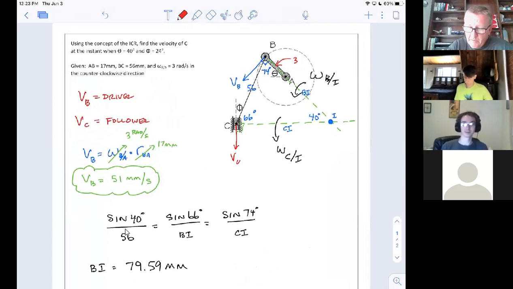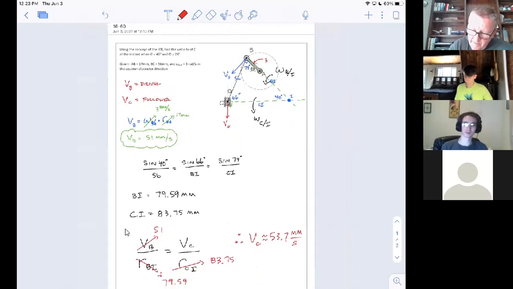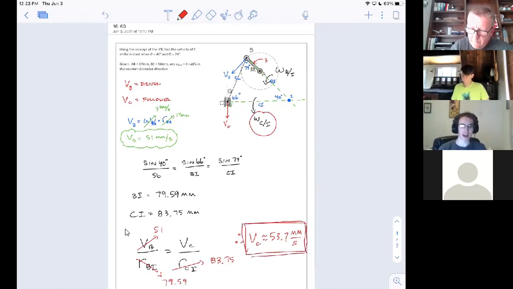Done. Notice, it doesn't make any sense. Why would it not make any sense to go find the angular velocity of C as it rotates around I? Why would that not make any sense to be asked to do that? I is just something we're using as a calculation tool. It's not really anything. It's nowhere in the picture.